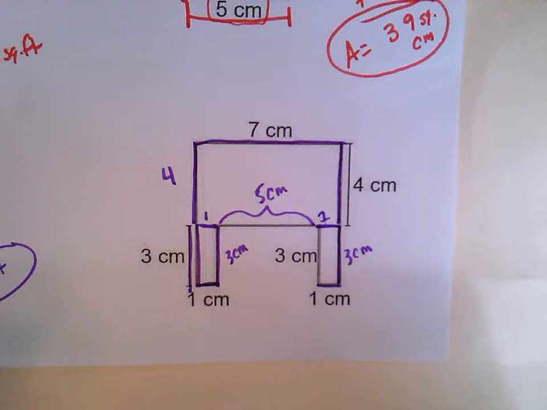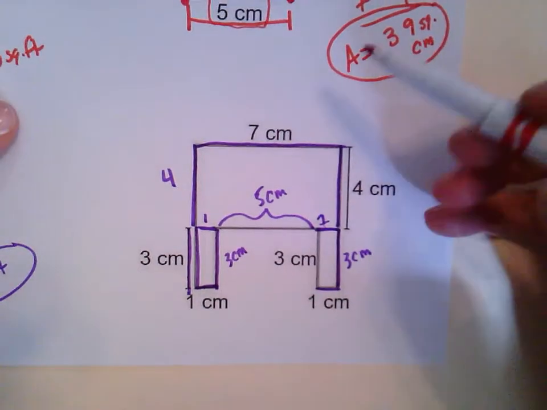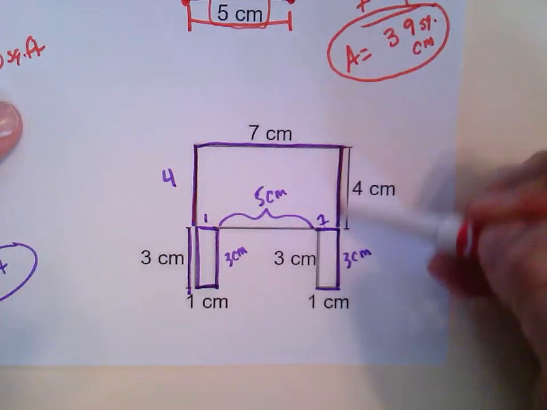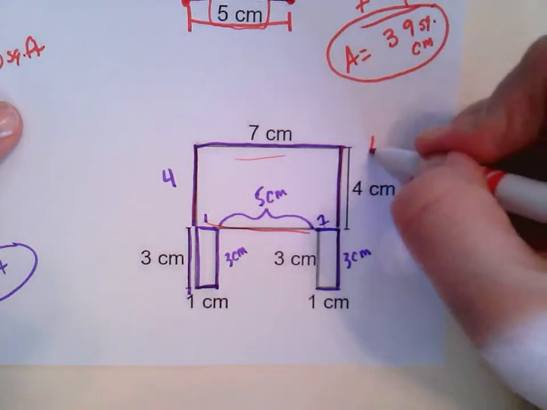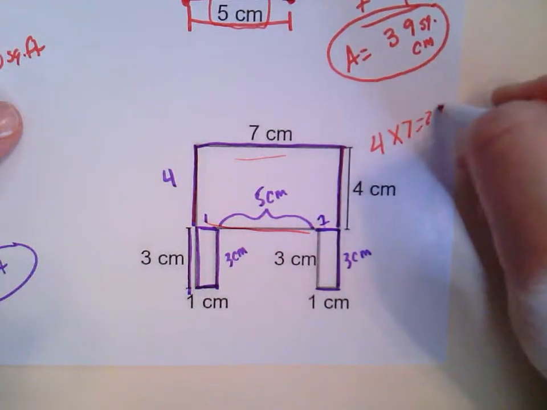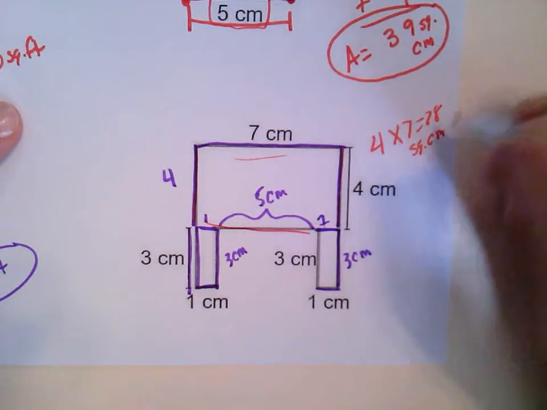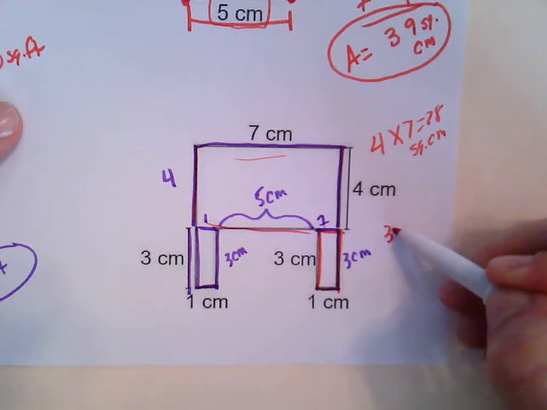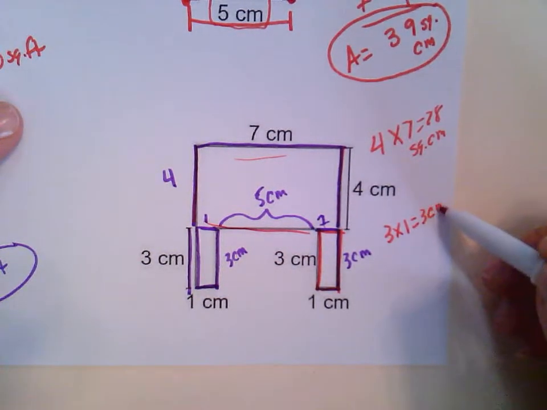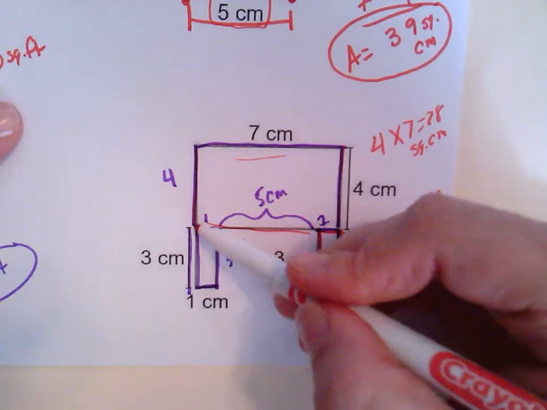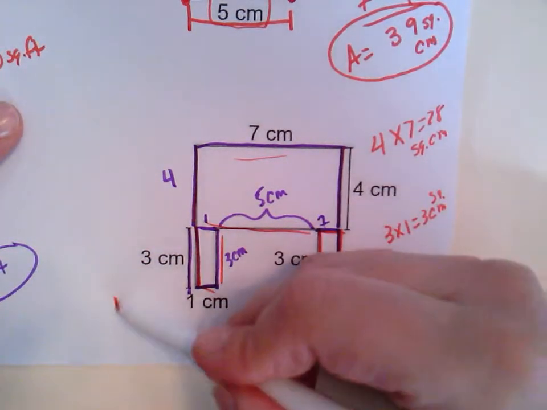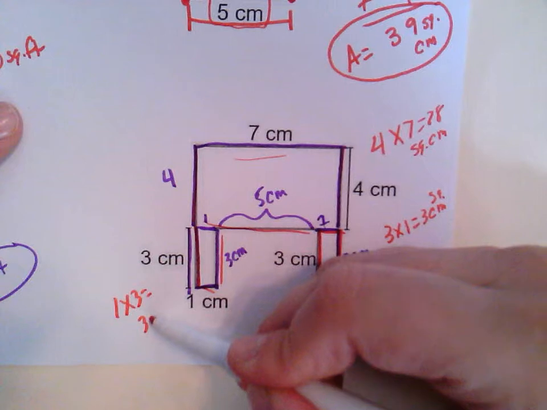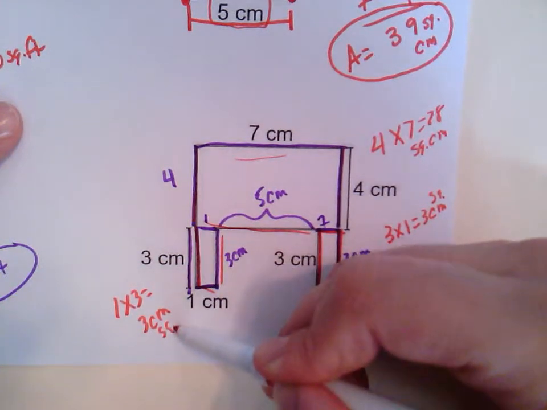All right. Everybody is labeled, so let's start finding the area. I've got 4, 4, 7, and 7, so 4 times 7 is 28 square centimeters. 3, 3, 1, 1. 3 square centimeters, and again 3, 3, 1, 1. 1 times 3 is 3 centimeters squared.